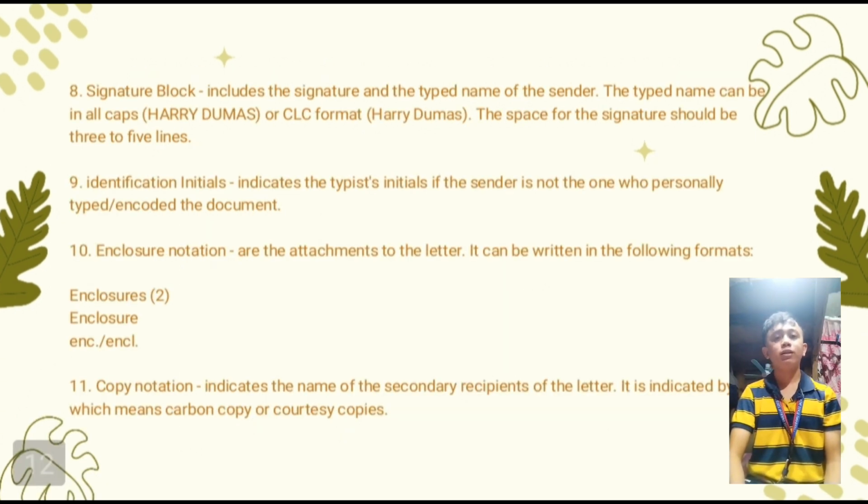So the eighth part of the business letter is the signature. Signature block includes the signature and the typed name of the sender. The typed name can be in all caps or caps and lowercase format. The space for the signature should be 3 to 5 lines. So, the signature block includes the signature and typed name of the sender. The space for the signature should be 3 to 5 lines. So, an example for this is Jane Doe.